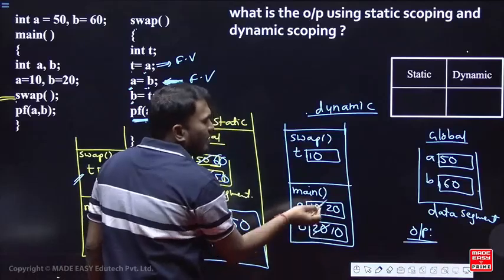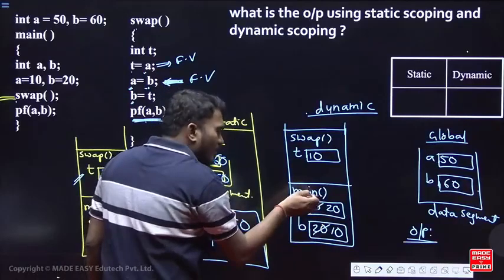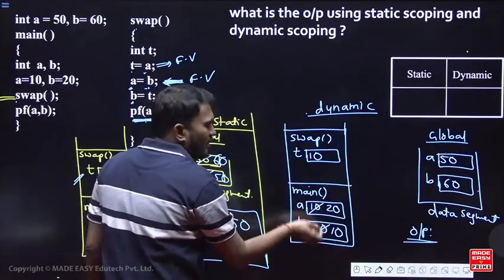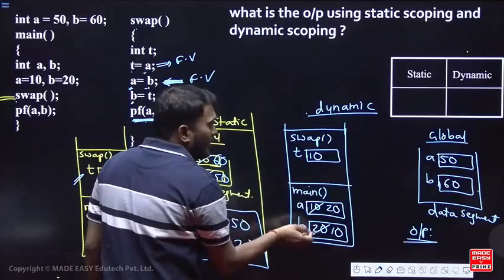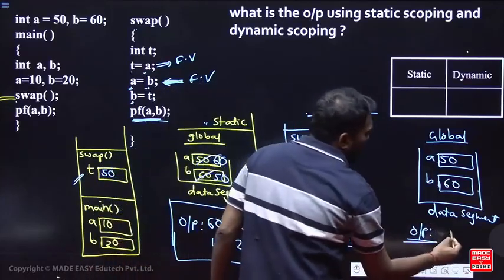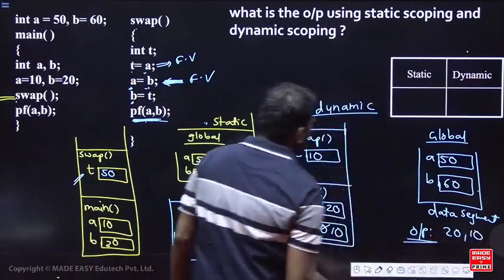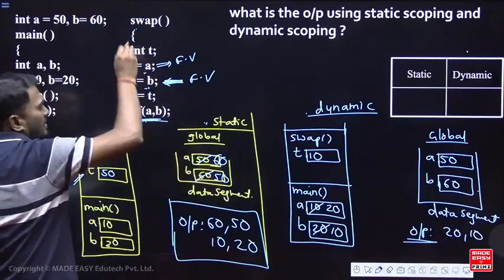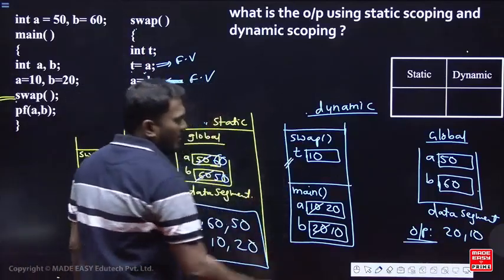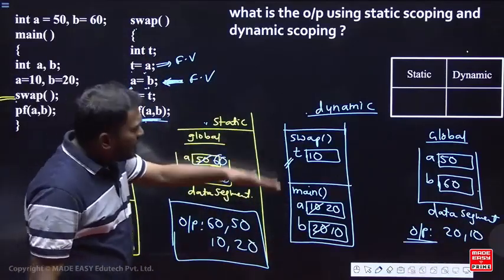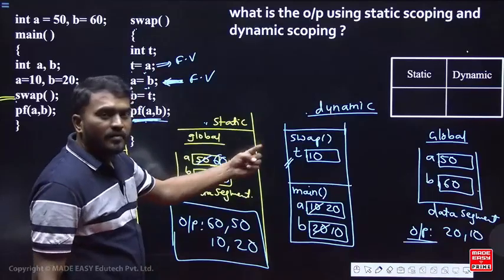Yes, available. When you say it is available, the box is there, memory is allocated, it is declared. Okay, now what is the a value? 20. b value 10. So now the swap function is completed, so this will be deleted from the stack. So go back to the previous calling function. Who called the swap? Main.